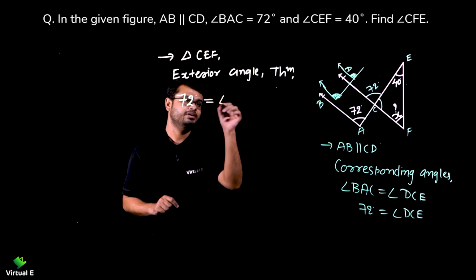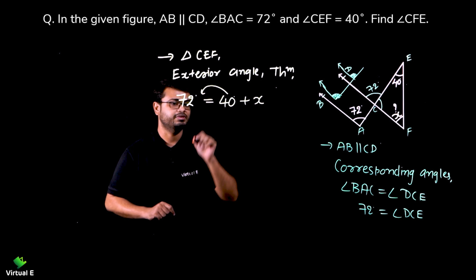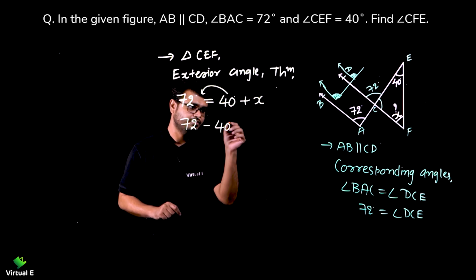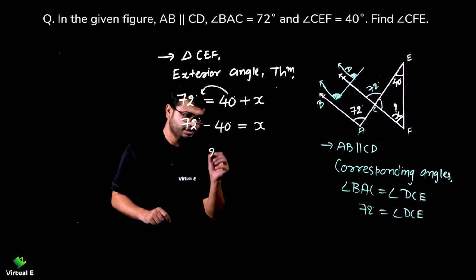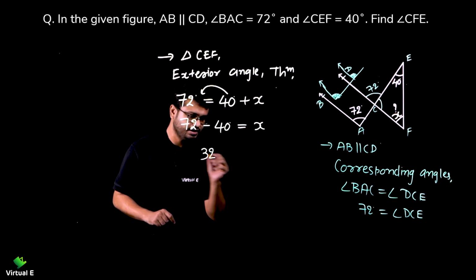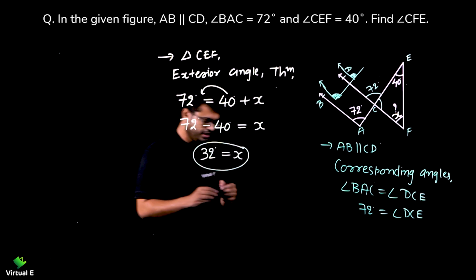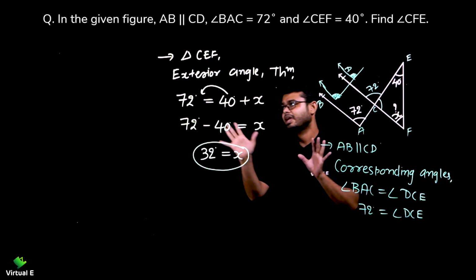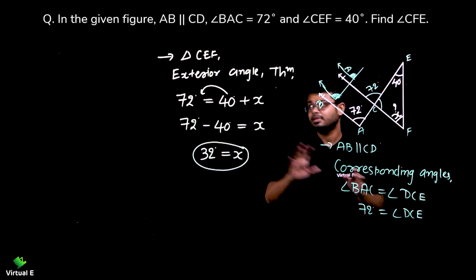So we can write here 40 degrees plus x. Let's shift over that side. So 72 degrees minus 40 degrees is equal to x. So let's subtract, 2 minus 0 and 7 minus 4, so 32 degrees. So that's the value of x. I believe I have done my best to do it with the minimum number of steps, one theorem and a sum, and it is done.